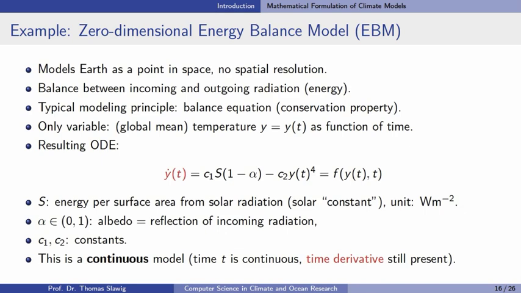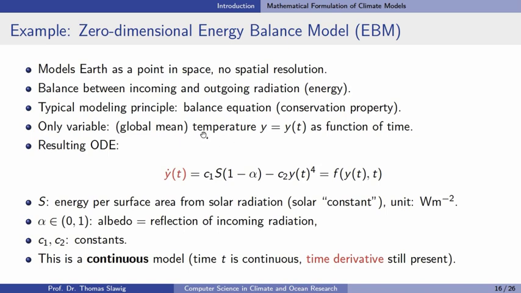And I want to give a very simple example, which is our first simulation example. It's a zero-dimensional energy balance model, EBM. Zero-dimensional means the model treats the Earth as one point in space. And the model is based on a balance between the incoming and outgoing radiation on Earth, so the solar energy. This is a typical modeling principle, a conservation property or balance equation. The same energy is going in as is coming out.